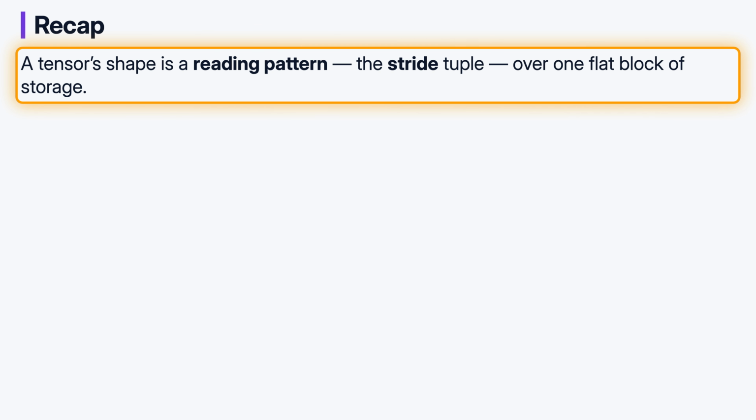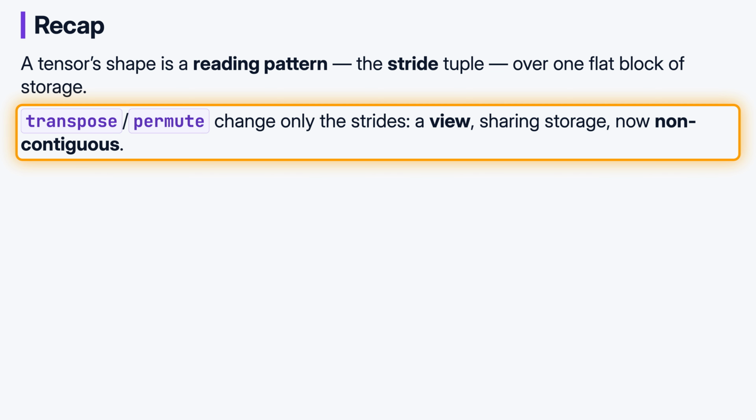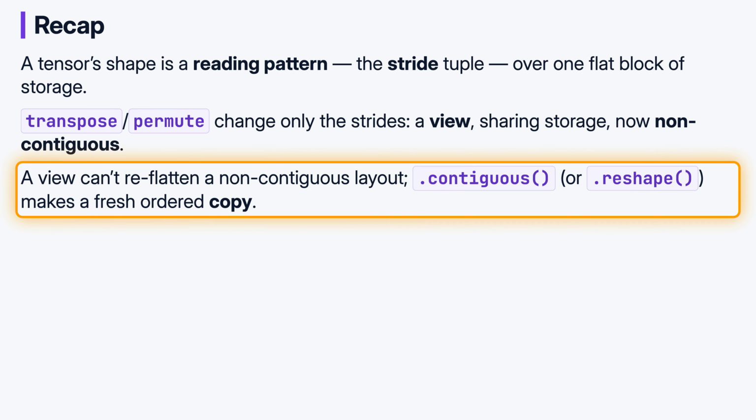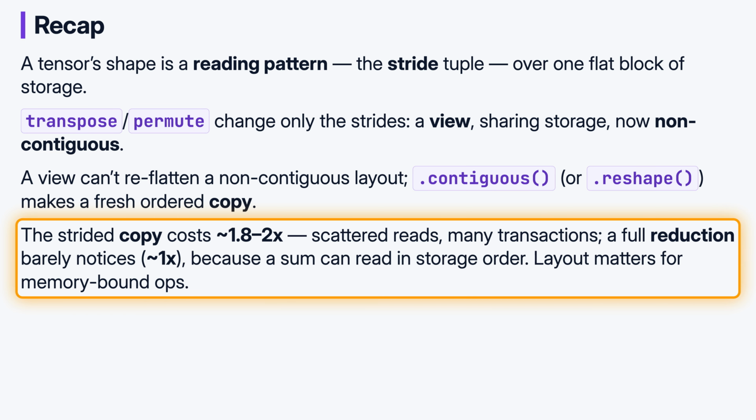A tensor's shape is a reading pattern, the stride tuple, over one flat block of storage. Transpose and permute change only the strides. You get a view, sharing storage, now non-contiguous. A view cannot re-flatten a non-contiguous layout. .contiguous(), or reshape, makes a fresh ordered copy. The strided copy costs about 1.8 to 2 times, scattered reads, many transactions. A full reduction barely notices, about 1 times, because a sum can read in storage order.